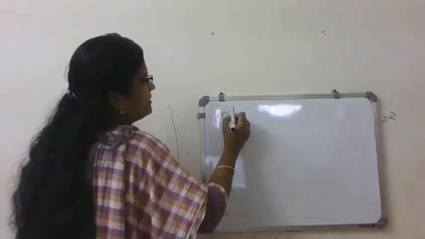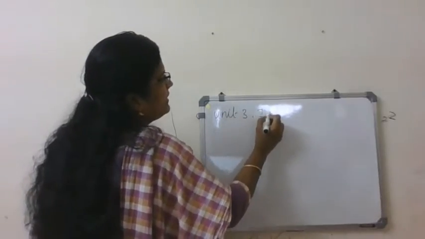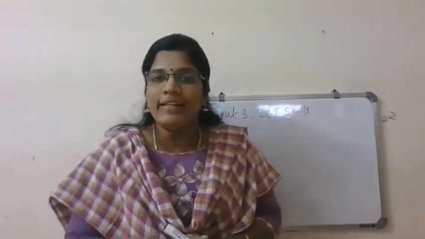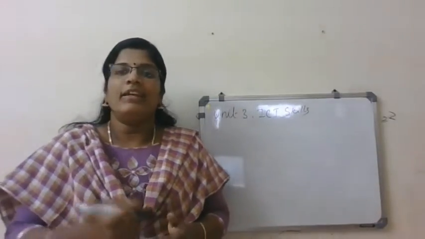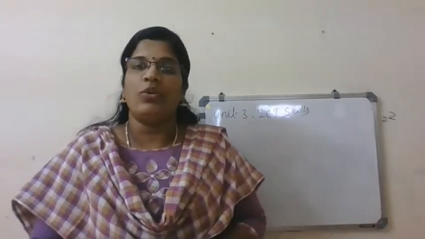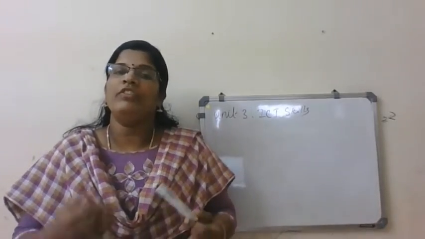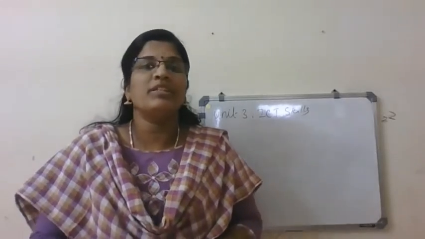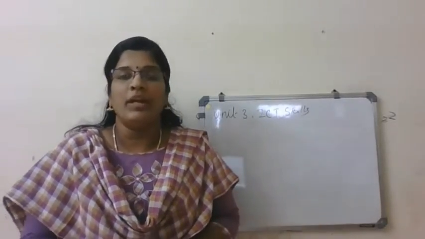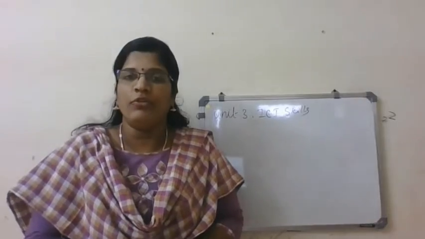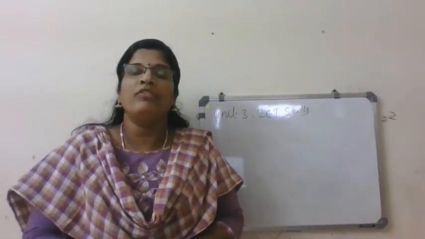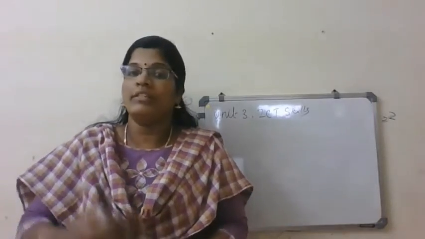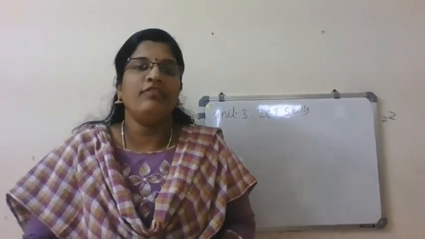Unit 3 is ICT skills. So what is ICT? Yes, information and communication technology. With the help of information and communication technology, like smartphones, computers and laptops, what are the things we are doing? Especially smartphone. We studied about the smartphone, the layout of a smartphone, what we do with the smartphone, and how it helps us in day-to-day life.